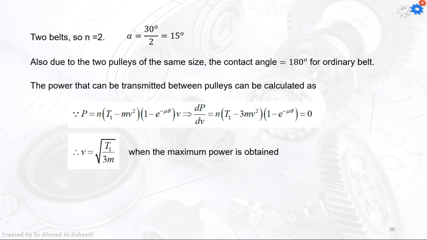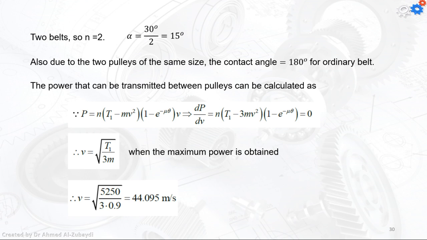So now we know T1 has been already calculated at 5,250, and divided by 3 multiplied by 0.9 kilogram per meter length, and this will give me that the velocity is going to be equal to 44.095 meters per second.